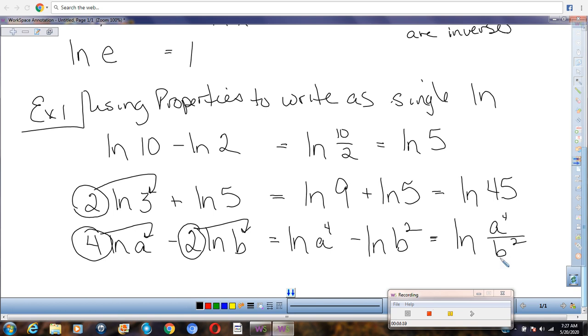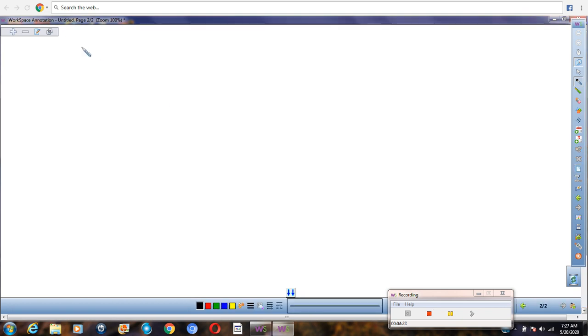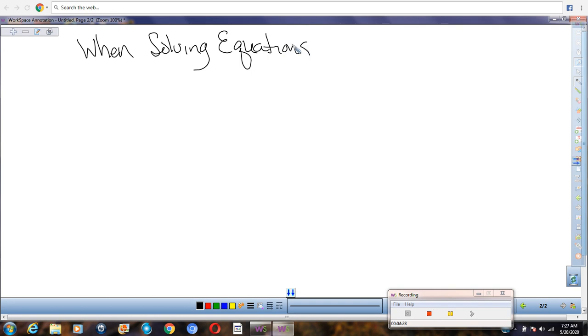So using these properties, we're going to go ahead and solve some equations. So, when solving equations with natural log. Step 1, just like we did when we have logs and exponential, we need to get the natural log term by itself.